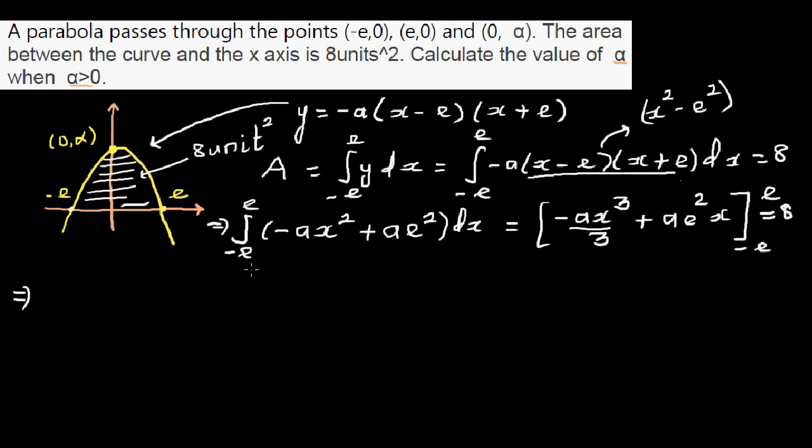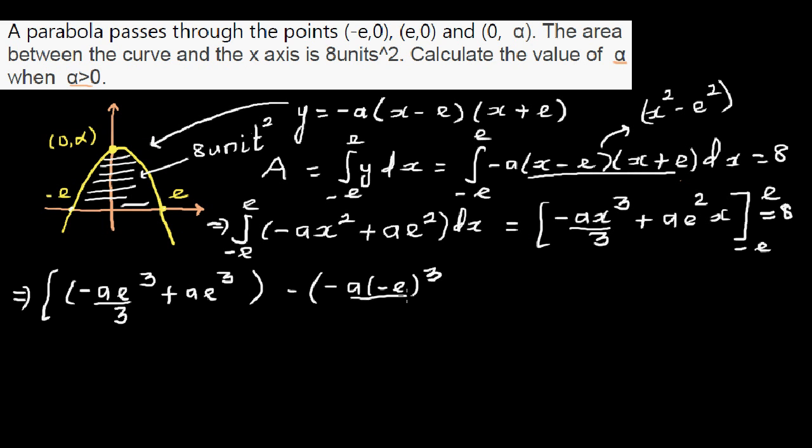So putting in the upper limit and the lower limit, this becomes minus a e cubed divided by 3 plus a e cubed, putting the upper limit, take away putting the lower limit, which is minus a times minus e cubed divided by 3, take away a e squared times negative e, is equal to 8.